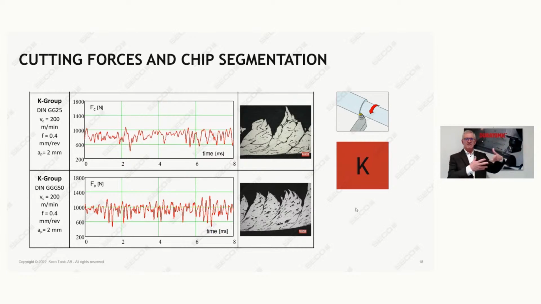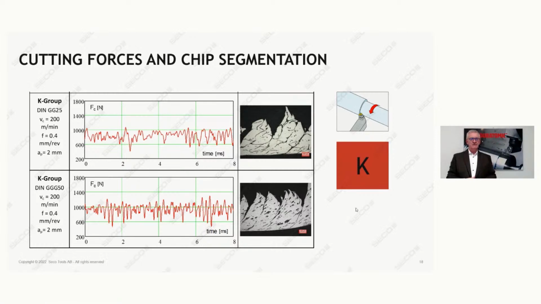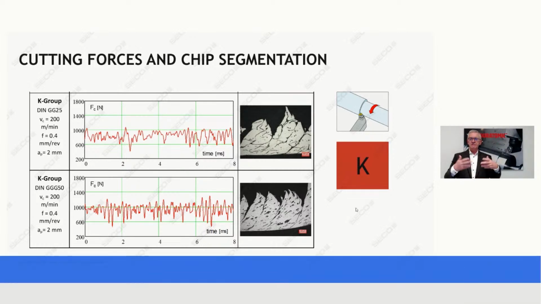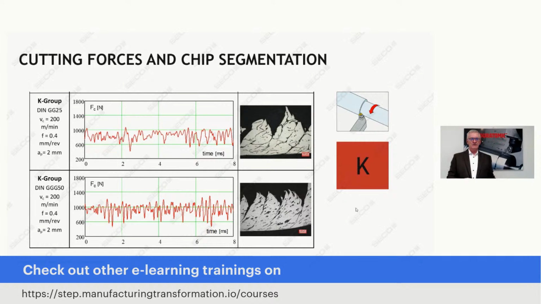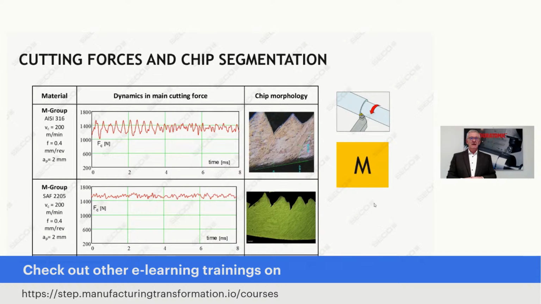Broken cutting edges indicate too high forces. And the forces are lower. It's not just the average you have to take into consideration. It's the variations you also have to take into consideration here. And that's the main issue here.